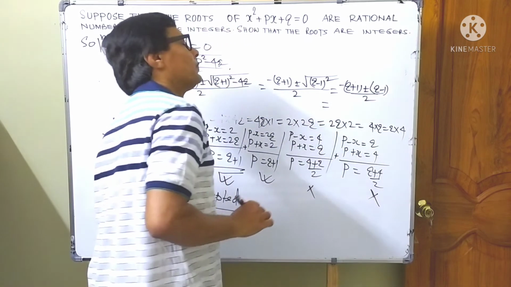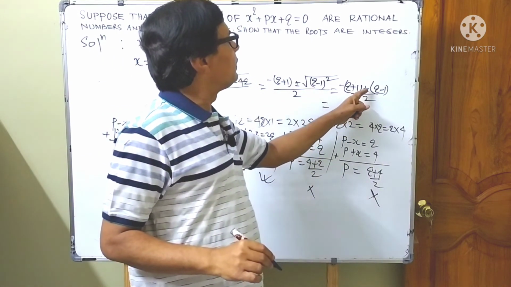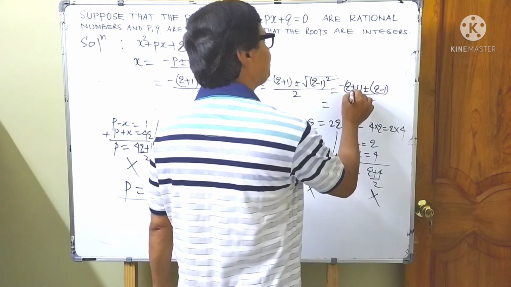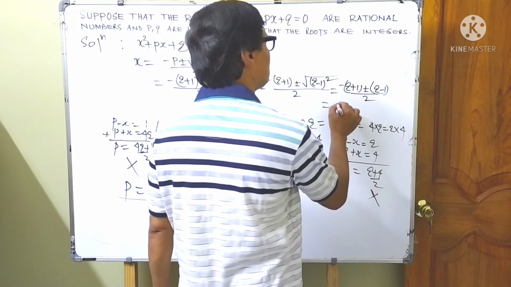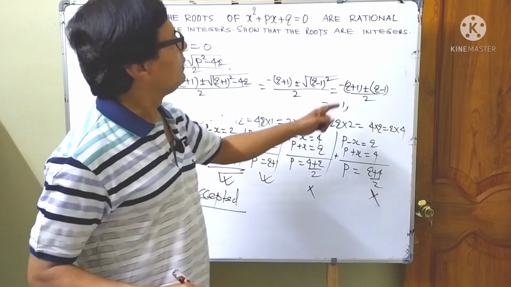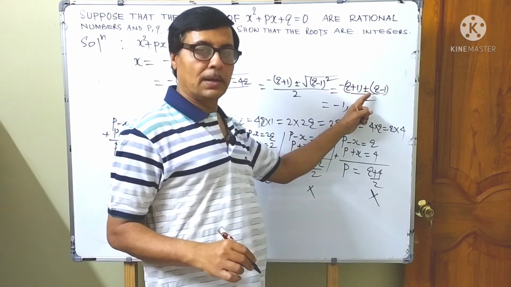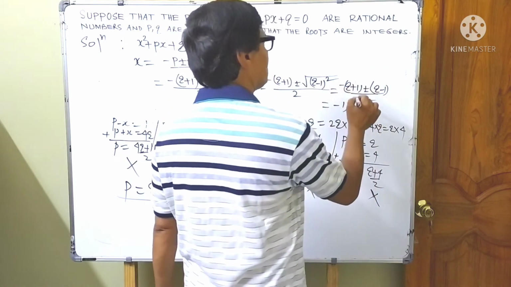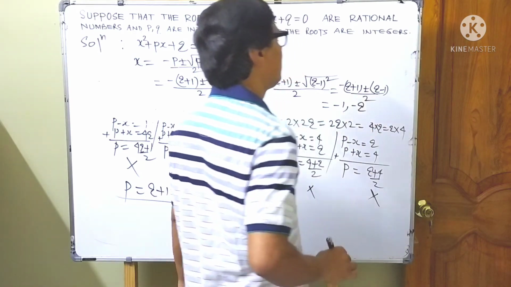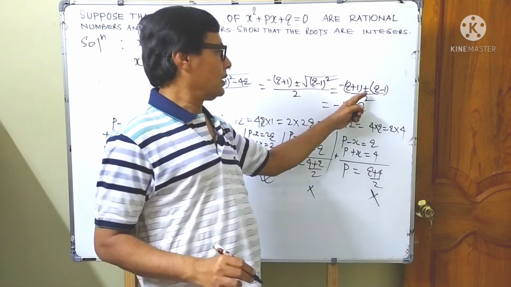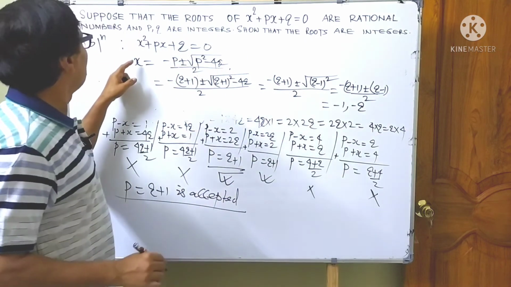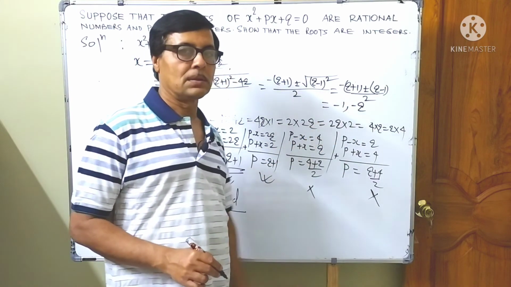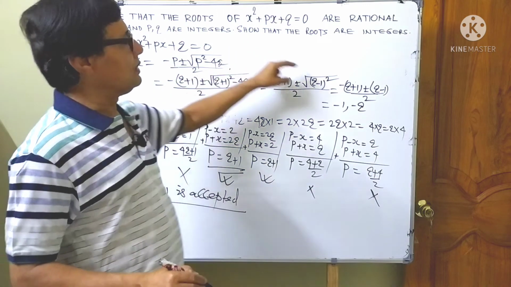If we accept the plus sign, we get the value of x as minus 2 over 2, that is minus 1. If we accept the minus sign, we get the value of x as minus q. So we have got the values of x as minus 1 and minus q, which are integers. So the roots of these equations are integers.